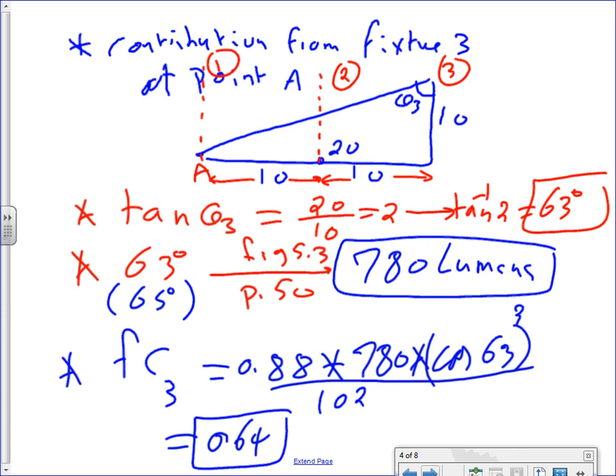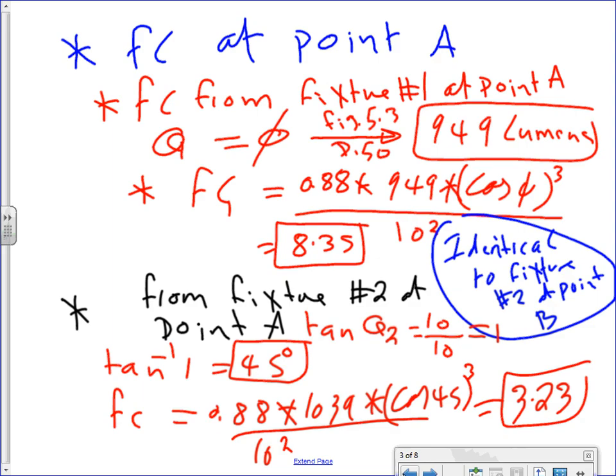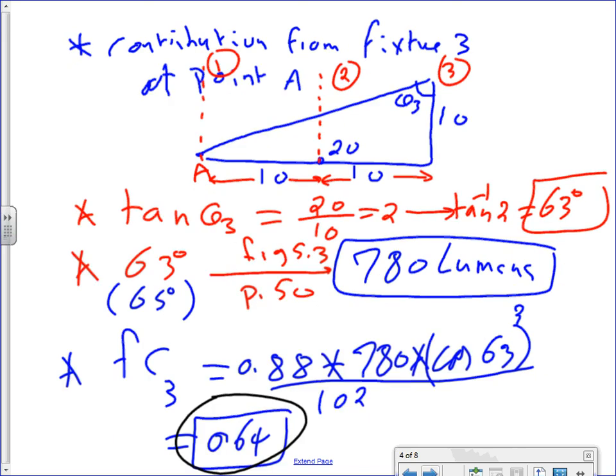Okay, so let me summarize, guys. We did the calculation at point A. I'm going to highlight what we came up with. We came up with this value from fixture 1, this value from fixture 2, and this value, gentlemen, from fixture 3. Now, Matt, what are you going to do? 3 foot candles from 3 different fixtures at the same point, Brian. What do you need to do? Add them up. So, any question, guys, before I move to the next step?